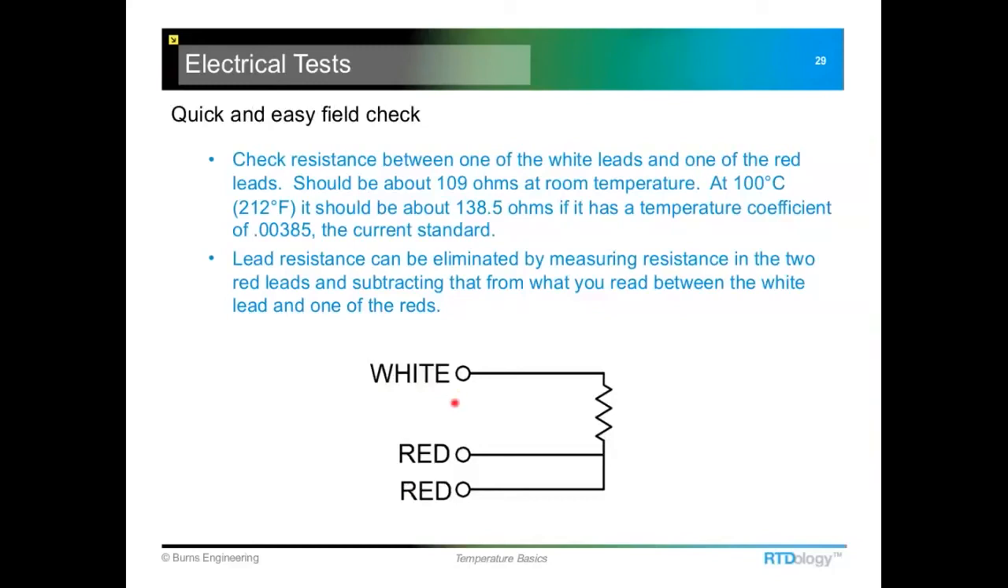And if you measure these 2 red leads, most of the time they're going to be less than an ohm. And then measuring between the white and one of the reds right at room temp, you're going to get about 108 or 109 ohms. And that's right around 70, 72 degrees Fahrenheit.